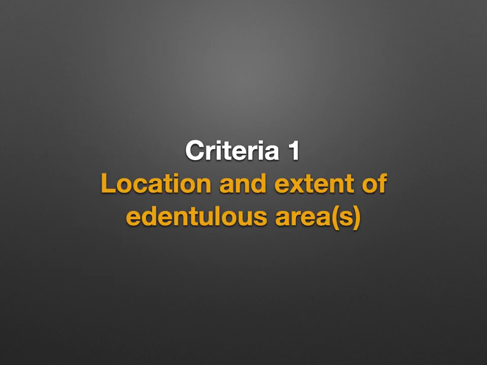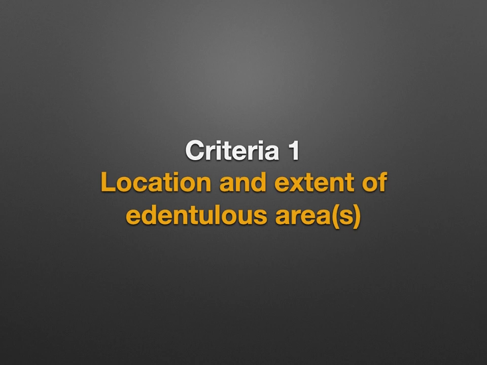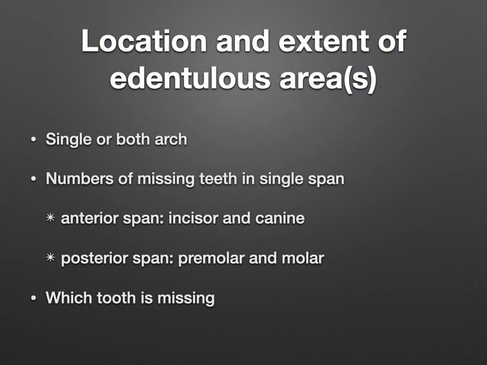So criterion 1, the location and extent of the edentulous area. This part includes where the edentulous area is. Is it just in a single arch, on the maxilla or the mandible only, or does it involve both arches? Also, it involves how many teeth are missing.